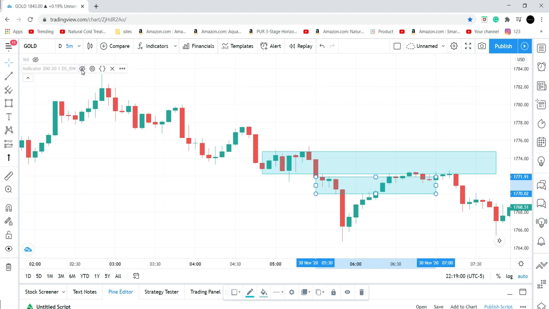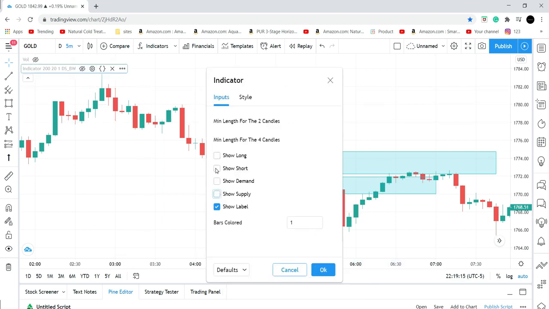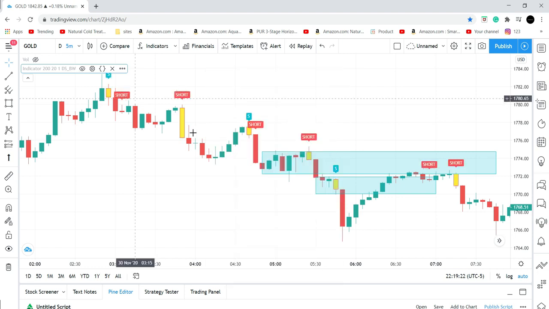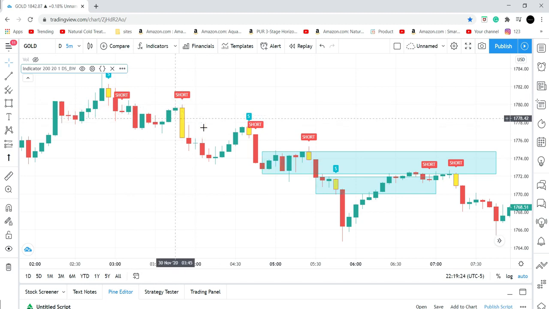And let me see the indicator. Let's actually turn on the indicator real quick. And let me see, we're going down. So we're looking for shorts, and we're only looking for supply. And notice how the indicator is showing us supply and short signals to get in the market, right? Okay, so let me show you guys one more thing before we wrap this up.